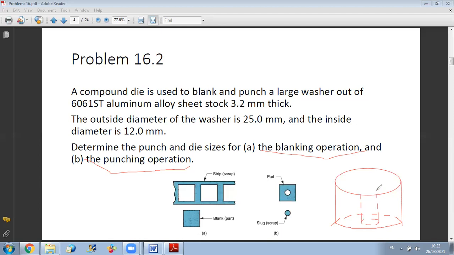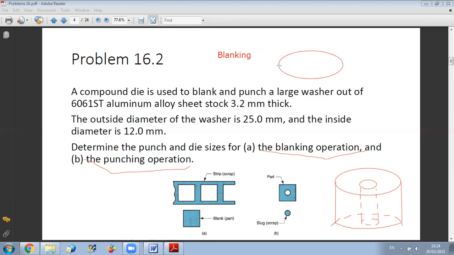When I do the blanking operation, what will I obtain? The middle part, the cylinder part. Okay, the big cylinder without a hole. So as a first step, I can perform the blanking operation. If I do blanking first, the blanking operation will allow me to create a cylinder of diameter 25 millimeters.